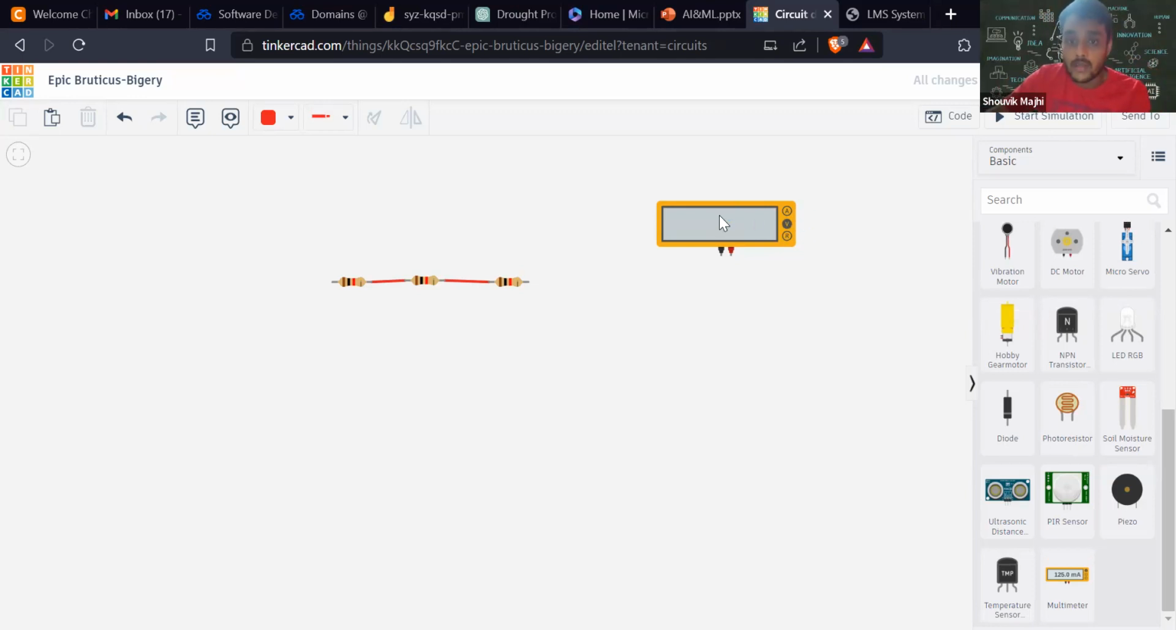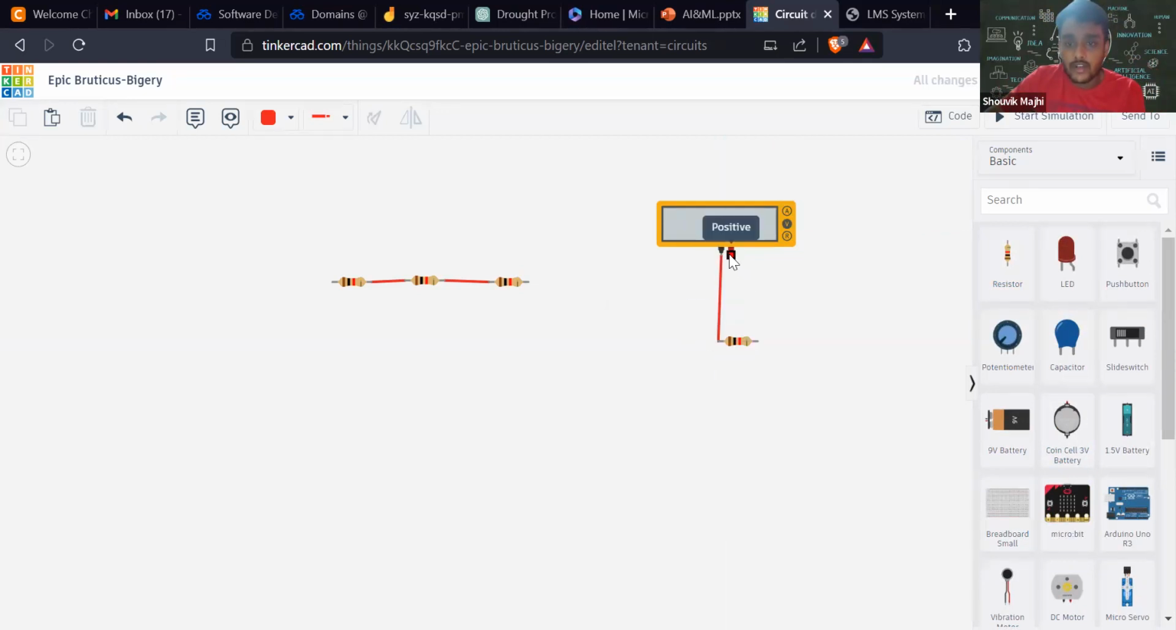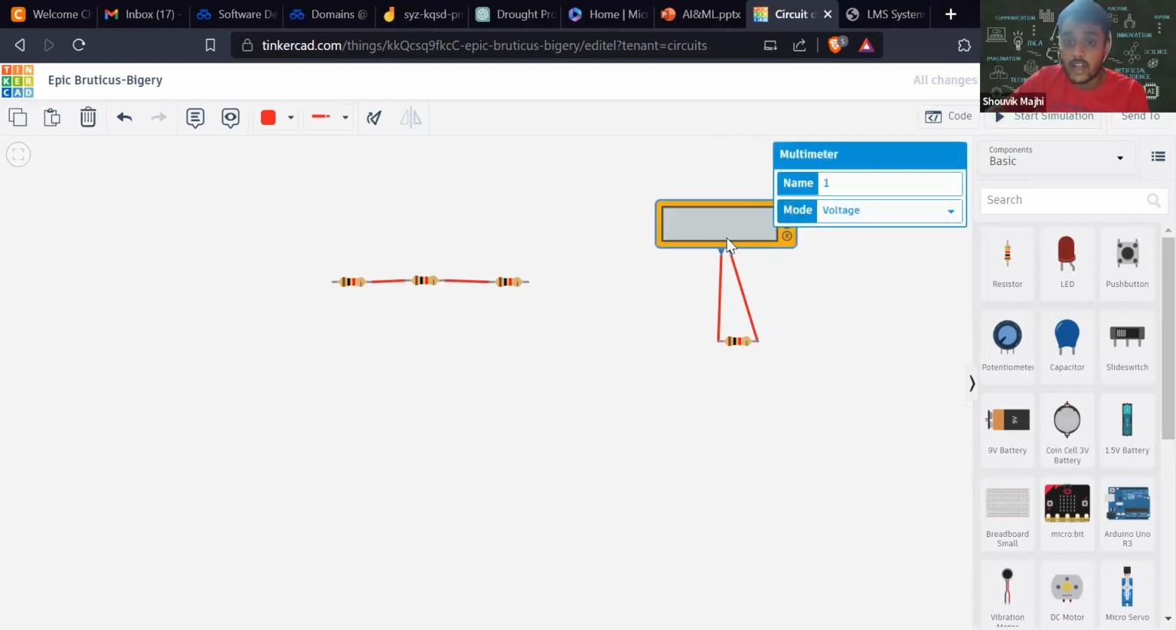Right? We use a multimeter over here. So how do we check it? If I take a single resistor like this and connect its terminals, one to the negative of the multimeter and one to the positive, and I go to start simulation. For that, I have to change this mode from voltage to resistance.